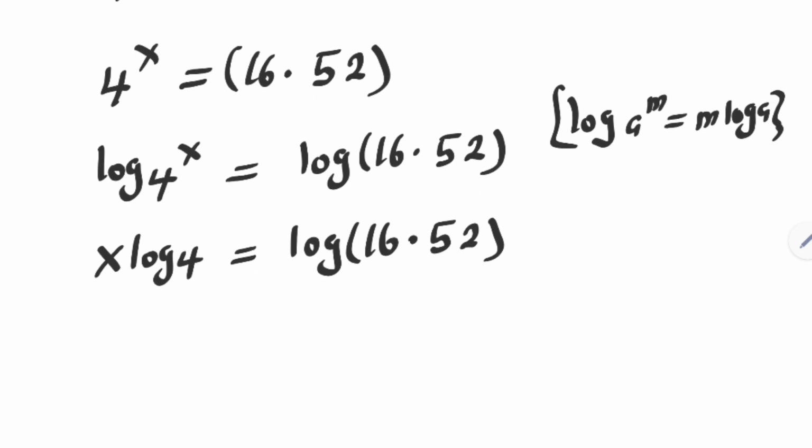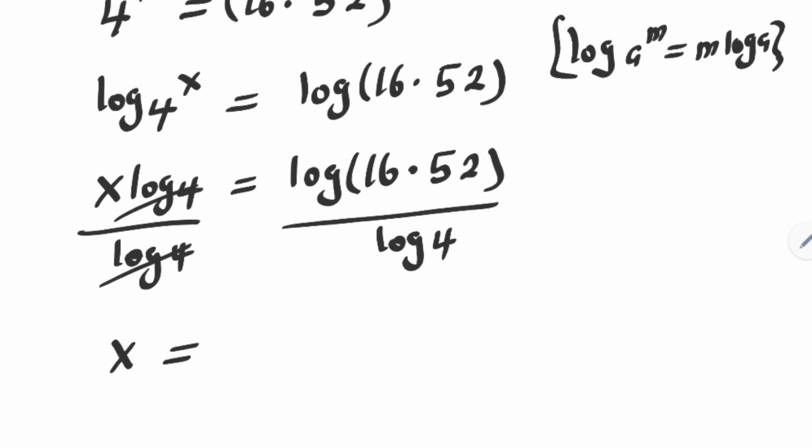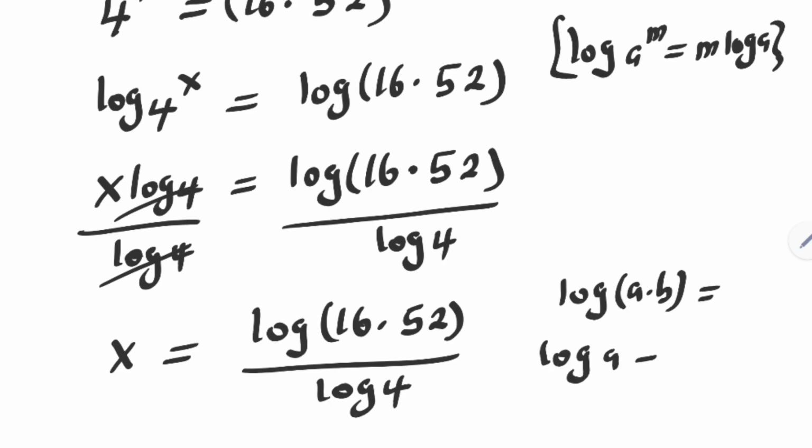Let us divide both sides of this equation by log 4. This divided by log 4 and this is divided by log 4. Log 4 cancels log 4 here. x is equal to log 16 multiplied by 52 divided by log 4. If you have log a multiplied by b, this is equal to log a plus log b.